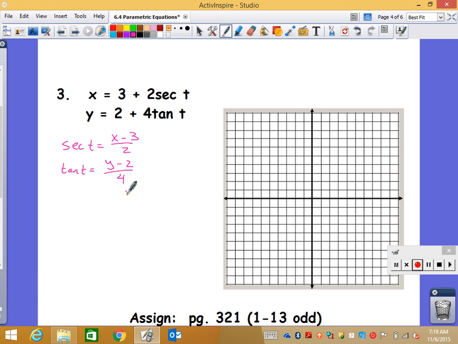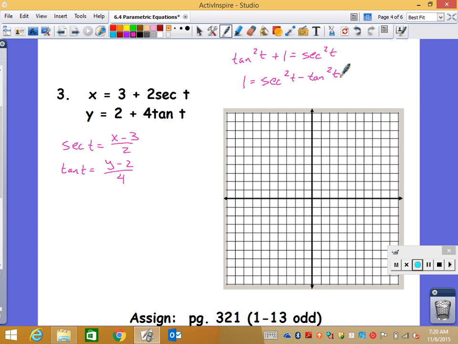Now the question is, what Pythagorean identity am I going to use? Well, if you go back to your formula sheet, you have the identity tangent squared of t plus 1 is equal to secant squared of t. I'm going to get both of my trig functions on the same side, so I have 1 is equal to secant squared of t minus tangent squared of t. And then all of a sudden, hey, I have secant t, I have tangent of t. So I'm just going to dump those into my formula.